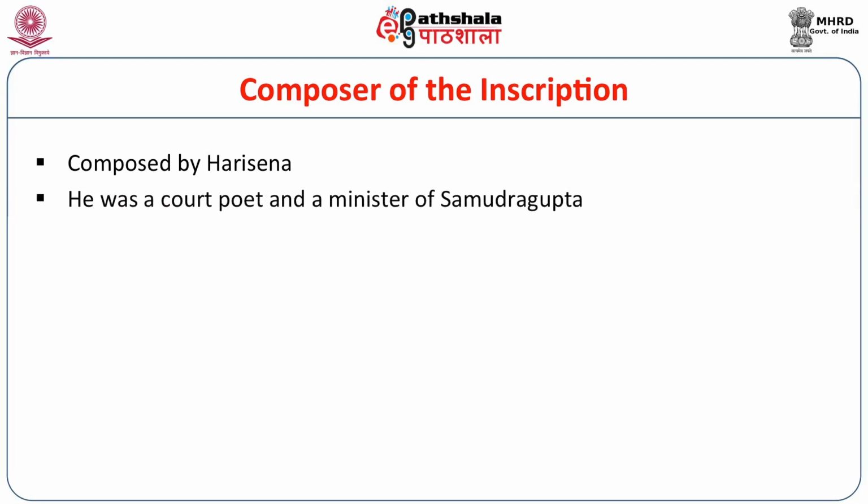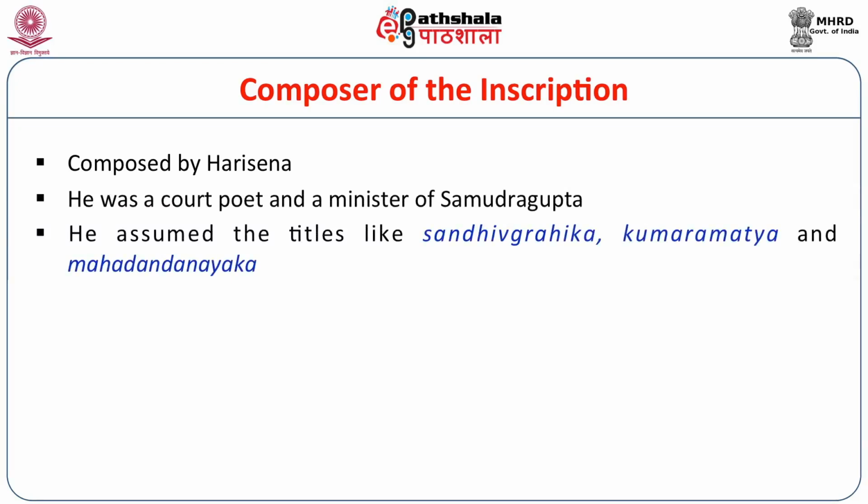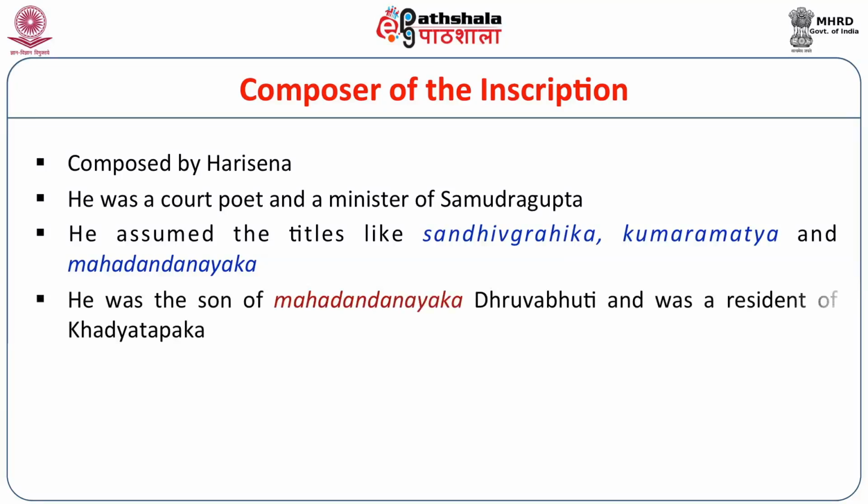He was a court poet and a minister of Samudragupta. He assumed the titles like Sandhivigrahika, Kumaramatya and Mahadandanayaka. Sandhivigrahika means he was the minister of war and peace. Kumaramatya means he was the minister of the crown prince, and Mahadandanayaka means he was in charge of the law and order of the kingdom.